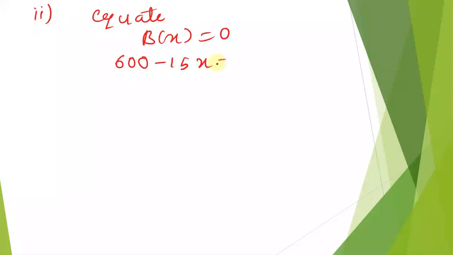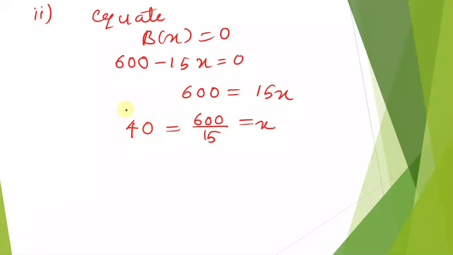Second question, equate b of x is equal to what? 0. Because if the balance runs out, it means 0 balance only. That means we know that 600 minus 15x is equal to 0. That is, we will get 600 is equal to 15x. So x is equal to 600 by 15. 600 by 15 you will get as 40. Right? So we can conclude that after 40 days the balance runs out.